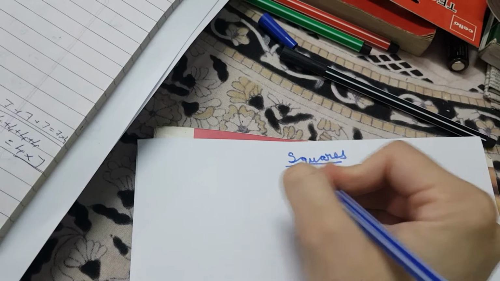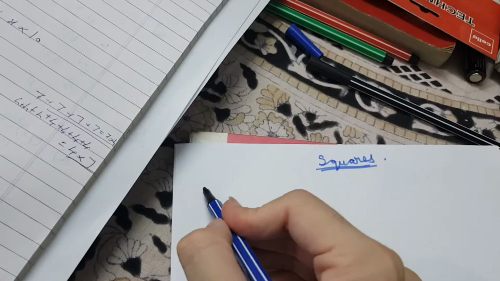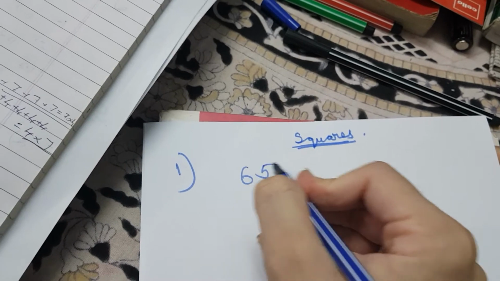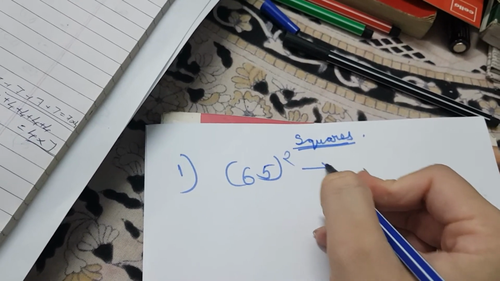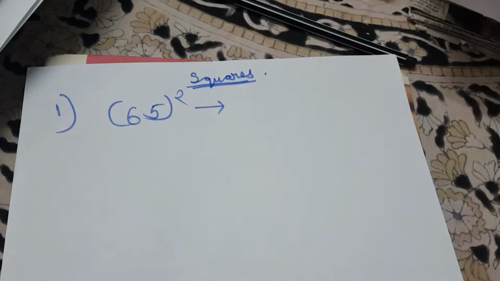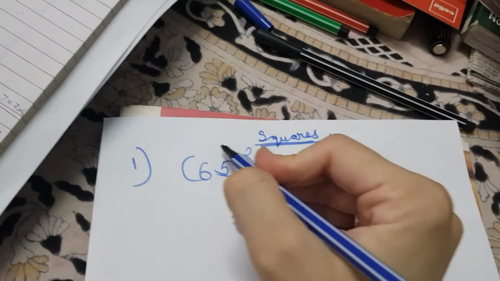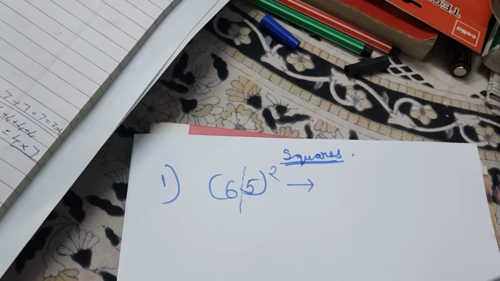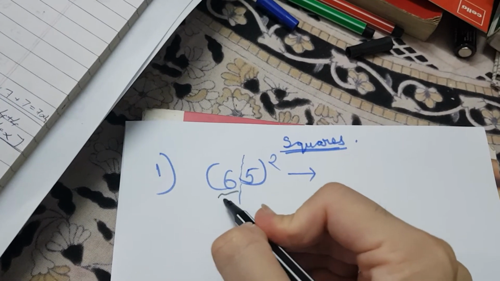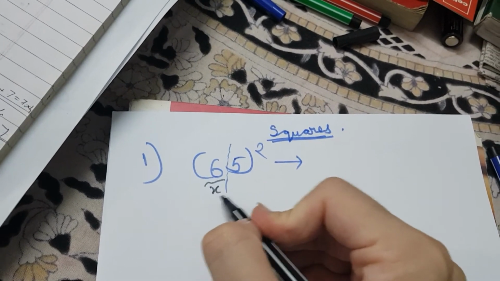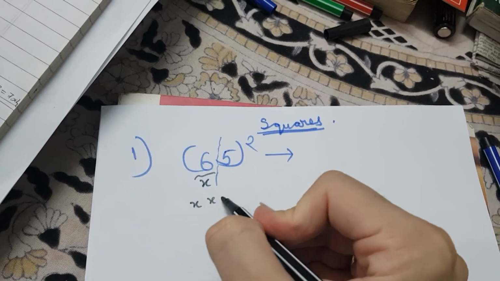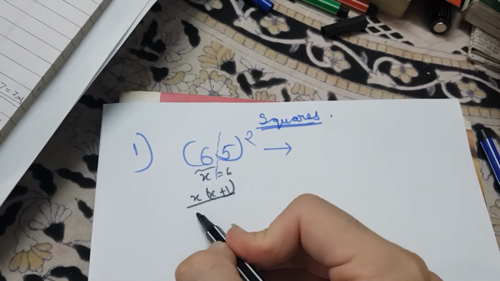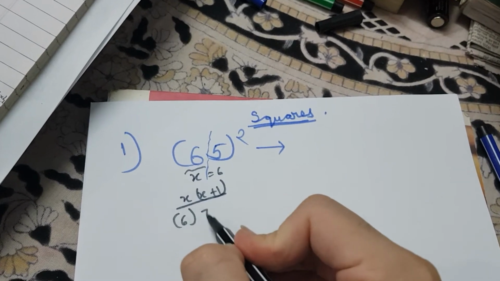You all know the basic multiplication, but we will do it in something different. Let us suppose, for example, we have 65 square. How do you solve it? In this we just break this apart, and let us suppose this is x. So we have a form, we will write x into x plus 1. Here x is equal to 6, that means 6 into 6 plus 1, which is 7.